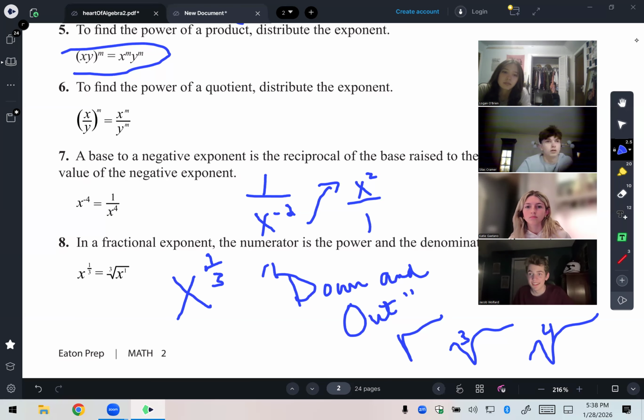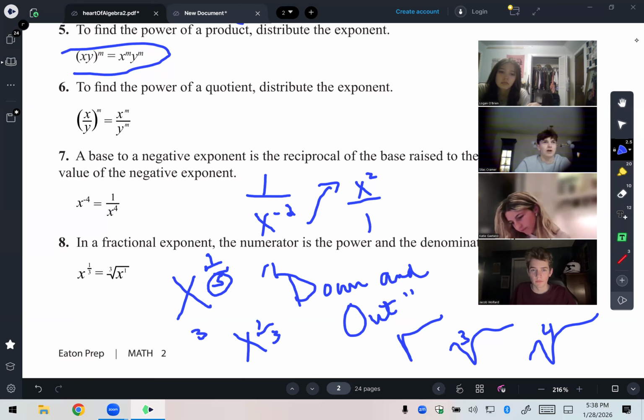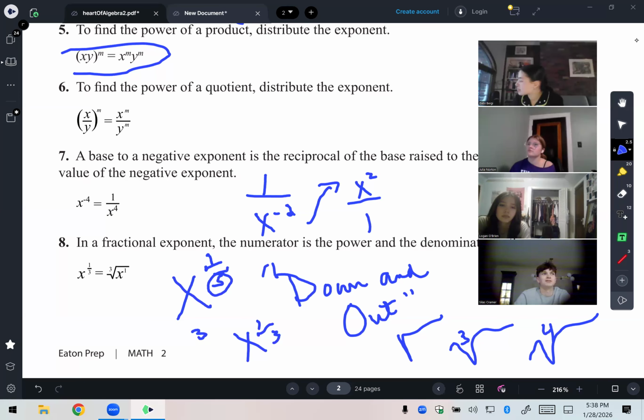Okay, so the 3 goes down, so it's the cube root of x to the first. Does that make sense to everybody? So it's down and out, and similarly, it will be up and under. If you want to change that back, you put the 3 up and under. Does that make sense? Down and out and up and under. I know it's a little corny. Everybody good with that?